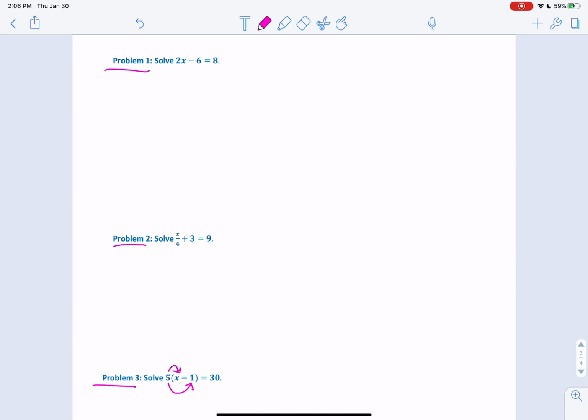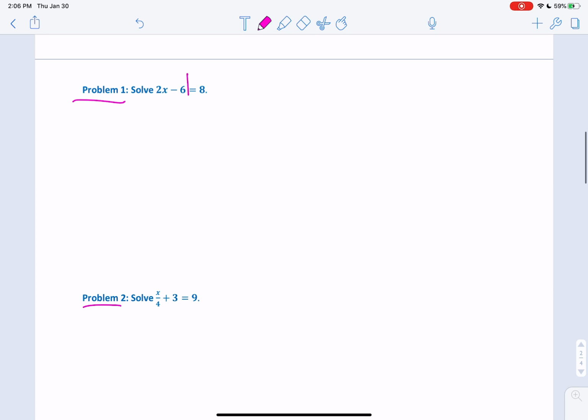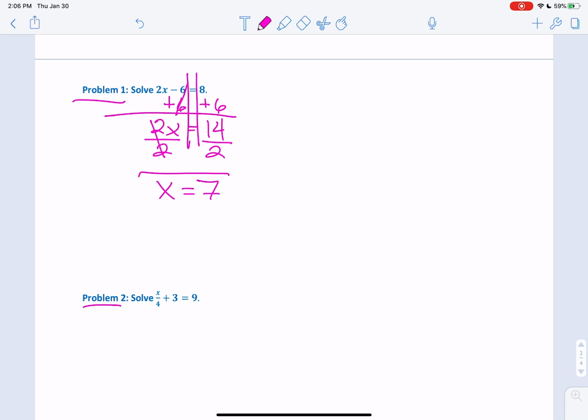Hi, welcome back. So for problem number 1, go ahead, draw your river, and we're going backwards on order of operations, so we're going to take care of that 6 first, because subtraction comes before multiplication when you go backwards. We get 2x equals 14. The opposite of multiplication is division. These cancel out, and we get x equals 7.